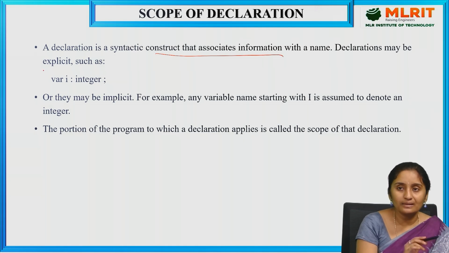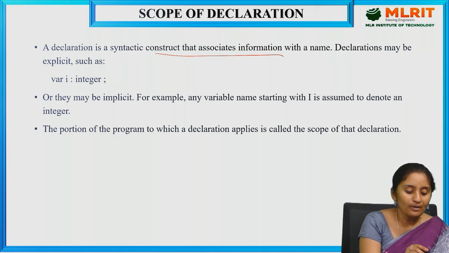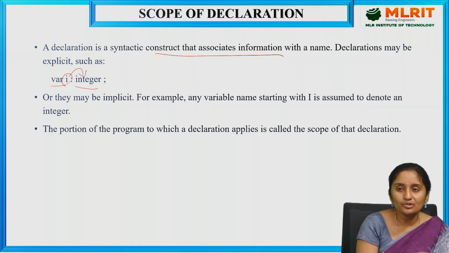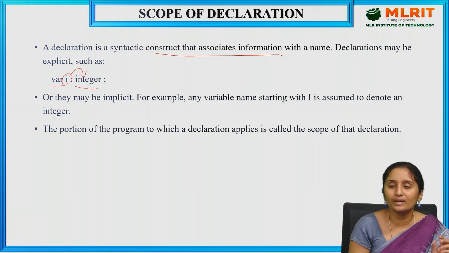If the declaration is explicit, we can have var I integer. This tells us that there is a variable I of type integer. Here, in the explicit declaration, we declare I, and that I is of integer data type. So this is nothing but explicit declarations. In explicit declarations, we declare a variable with its data type.